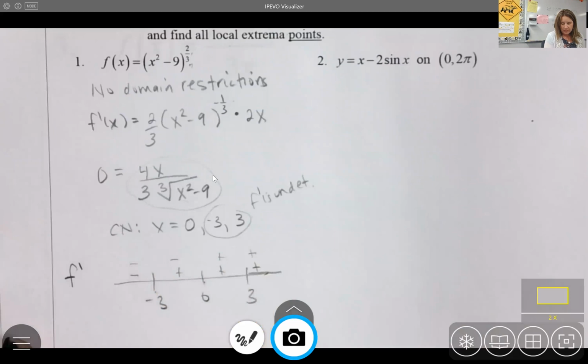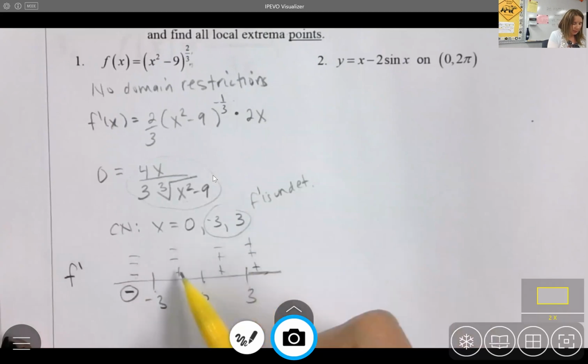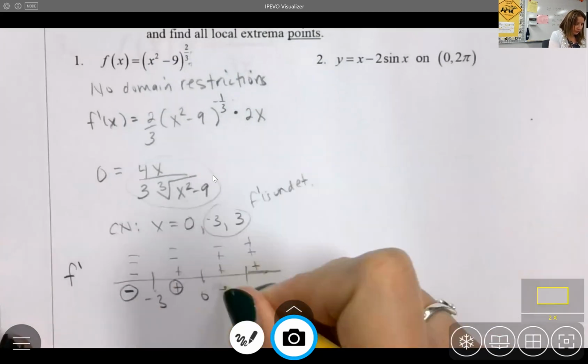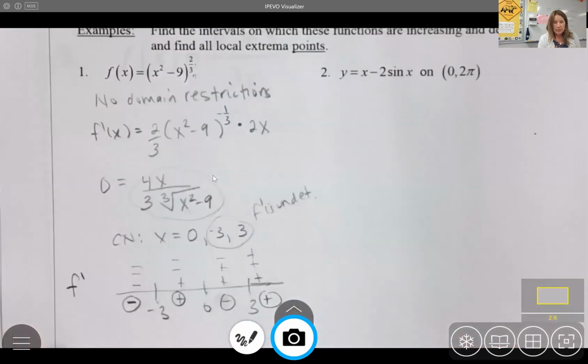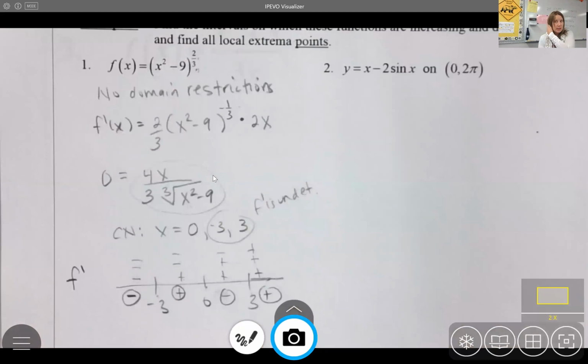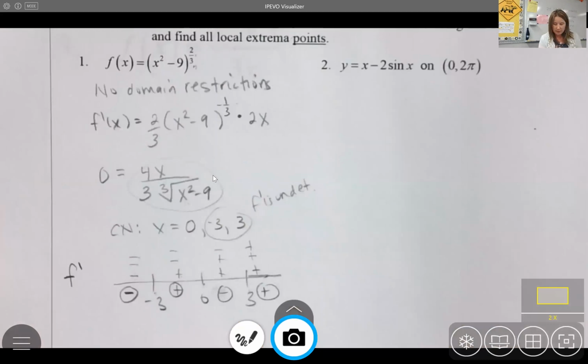Okay, then I'm going to scoot over and do 3. So negative, negative, negative, and positive. Now if I multiply negative times negative times negative, I get a negative. If I multiply negative, negative, and a positive, I get a positive. Here we get a negative and a positive. So you have just created an F prime number line, and this is going to be the justification that you need when it asks for justification on this, okay?